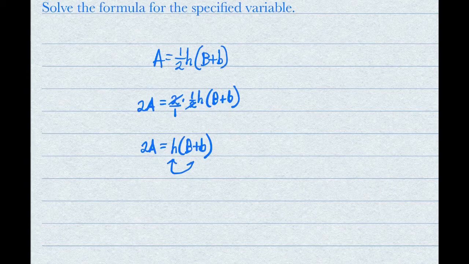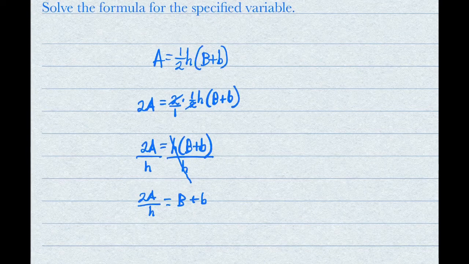The h here is being multiplied to this part in the parentheses. To remove it from the right side, you divide both sides by the h. Now on the right side, the h's have cancelled out. So now you have 2a over h equals B plus b. You don't have to write the parentheses anymore, because there's nothing being done to the part in the parentheses. Everything that was being done to it has been cancelled out.